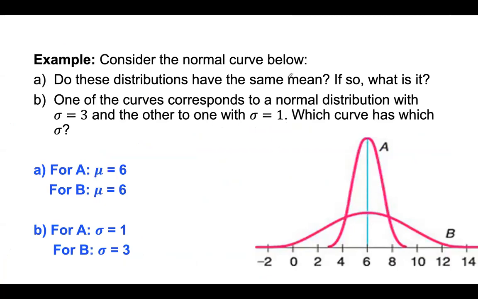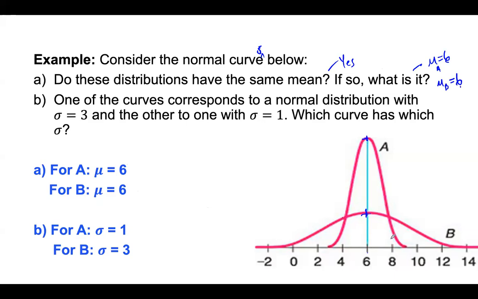So consider this normal curve. Do these distributions have normal curves? Do these distributions have the same mean? If so, what are they? Well, you see that the mean was here and here. So the mean is 6. So for A and B, they have the same mean. Yes. The means are both 6 for A and for B.